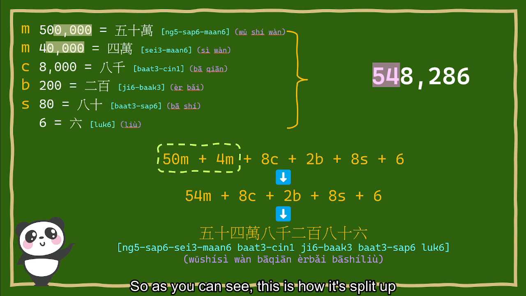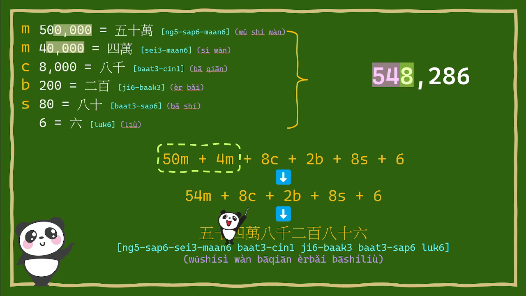So as you can see, this is how it's split up. 54, 8, 200, 8, 6. Okay, so it's 54 mans, 8,286.